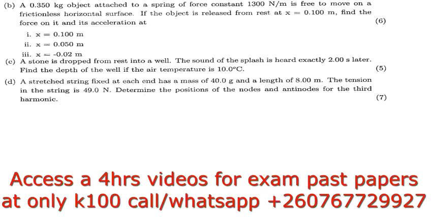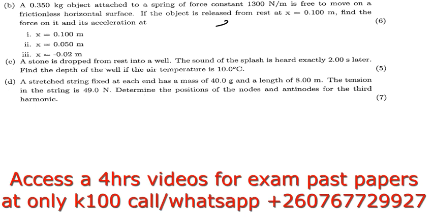The first question says a 0.35 kg object attached to a spring of force constant 1300 newton per meter is free to move on a frictionless horizontal surface. If the object is released from rest at x equal to 0.100 meters, find the force on it and its acceleration at part 1, x equal to 0.1, part 2, x equal to 0.050, part 3, x equal to negative 0.02 meters.